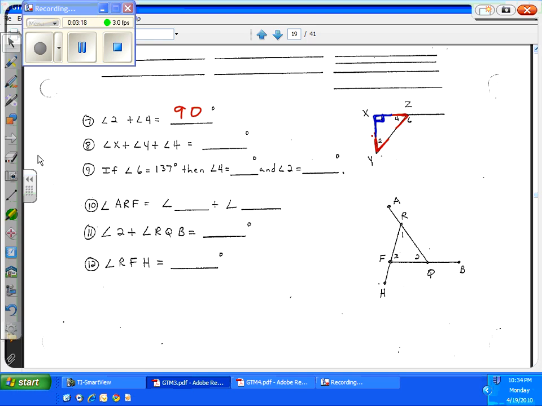If angle 6 is 137 degrees, then what can we conclude about angle 4? Well, when you put angle 4 and 6 together, you see that angle 4 and 6 are a linear pair. That tells us that angle 4 plus angle 6 is 180 degrees. So if we subtract angle 6, which is 137 degrees, from 180 degrees, we will get angle 4, which is 43 degrees. So angle 4 must be 43 degrees.